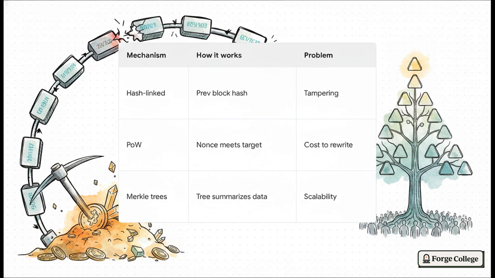Second is proof of work, or POW. This creates the massive economic cost that stops people from rewriting history. And third, we have Merkle trees. This is an organizational trick that lets everyday people verify information easily without needing to own a literal supercomputer.